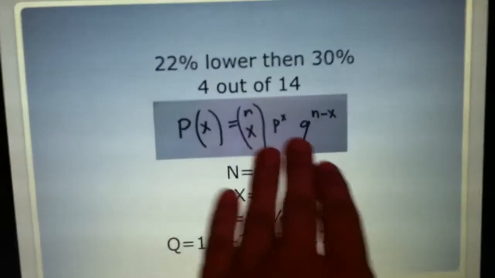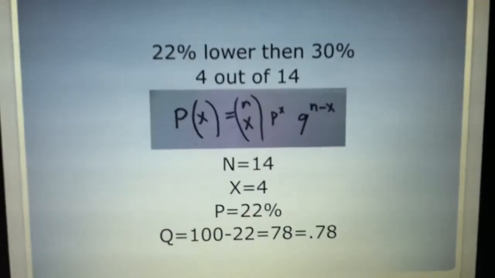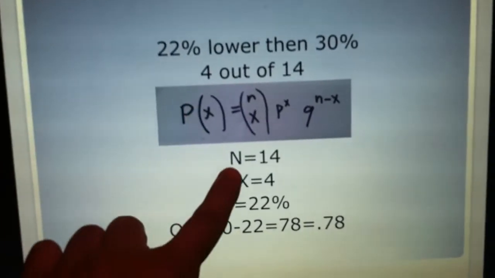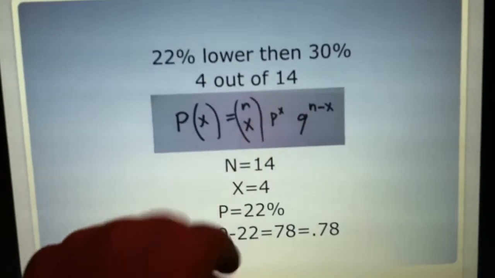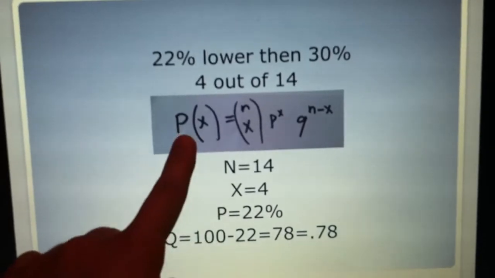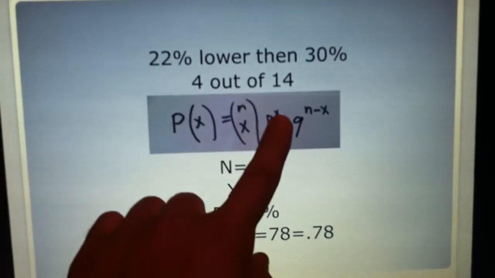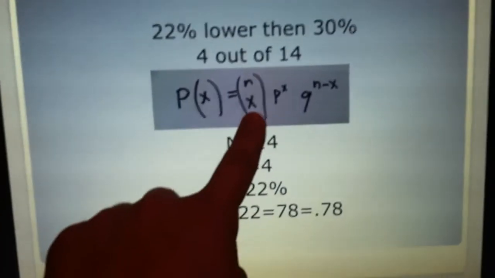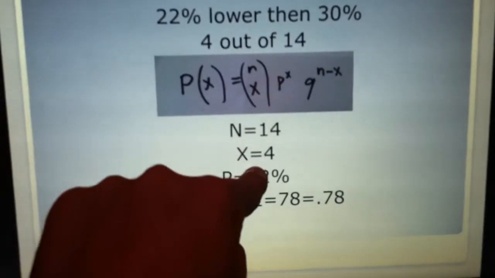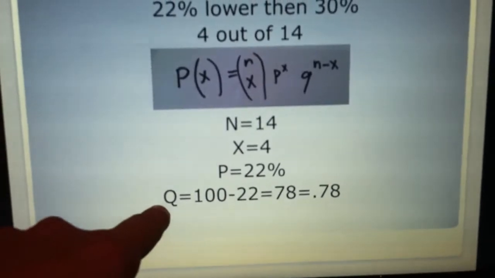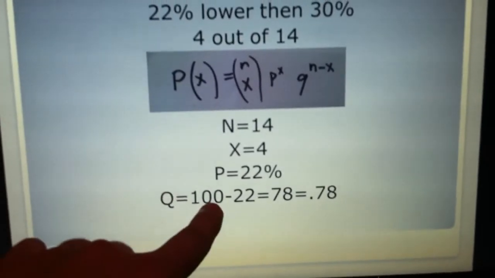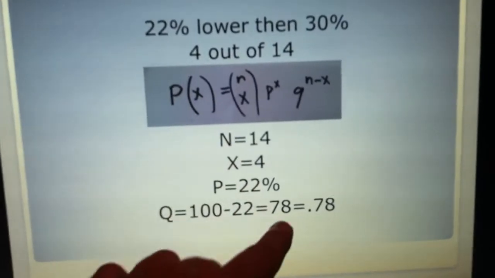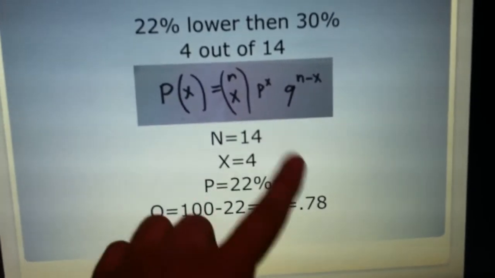So now that we have our setup right here, we're going to start plugging things in. We have our n, which would be the 14. We would have our x, which would be the 4. Then we got the p, which will be the 22% to the 4. And then we got the q, which we have to do 100 minus 22, because that was our success rate. That comes out to 78. Now we got to turn that into a decimal.